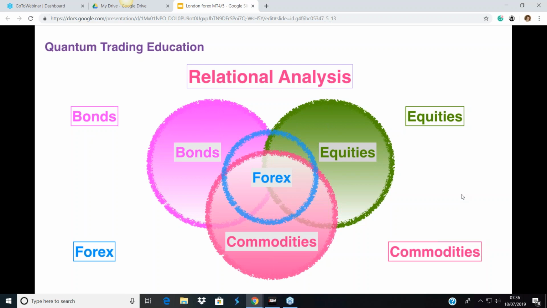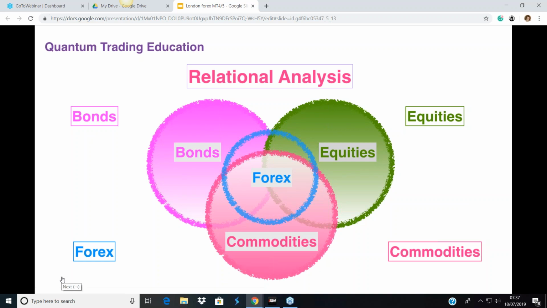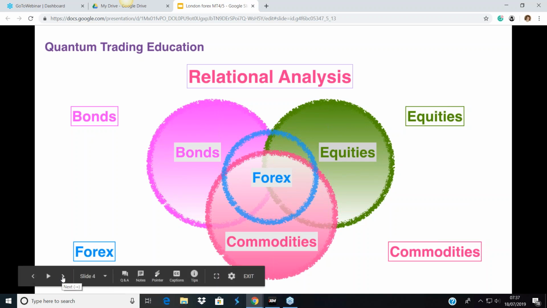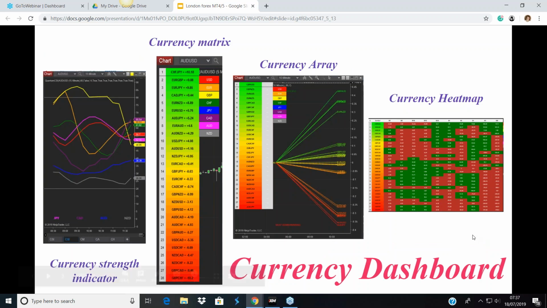But what we've done is we've taken this one step further and put it together in a very, very comprehensive program for the Forex market. And this is one of the slides from the program, explaining how all these markets are interconnected and related to one another, and how that is then reflected in the currency and currency pairs.